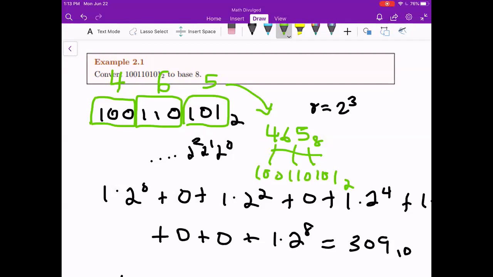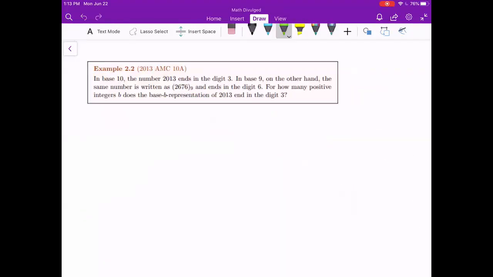Now, moving on, let's try a slightly harder problem. Let's take a look at this one. This is from the 2013 AMC 10A, and it asks: in base 10, the number 2013 ends in the digit 3. In base 9, on the other hand, the same number is written as 2676 in base 9, and it ends in the digit 6. How many positive integers b does the base b representation of 2013 end in the digit 3?